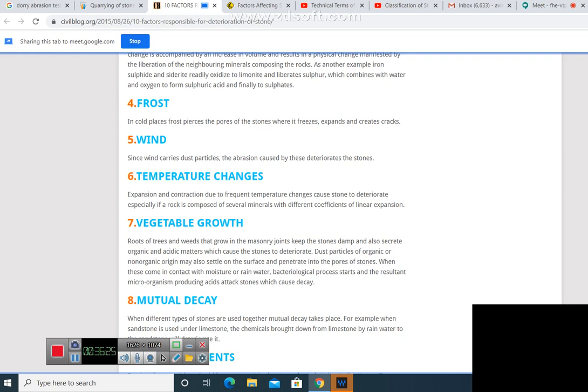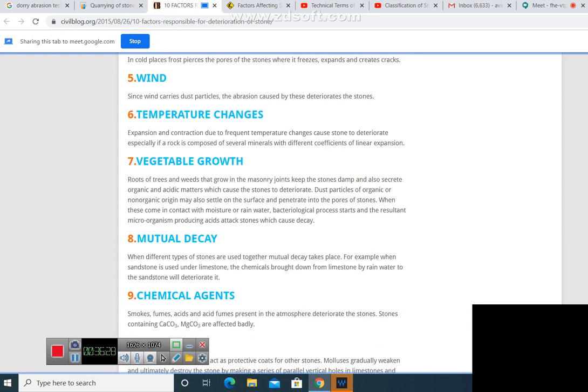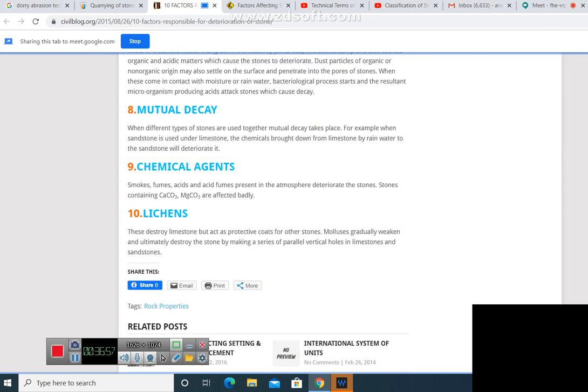Next one is vegetable growth. The roots of plants and trees will move into the stones, and this will make the stones damp, and some secretions, organic or acidic, will be made by these plants, which will cause the deterioration of stones. So vegetable growth is another important factor causing deterioration. Then chemical agents: smokes, fumes, acids, etc., if present in the atmosphere, will deteriorate the stones.